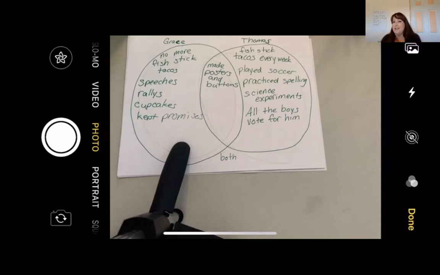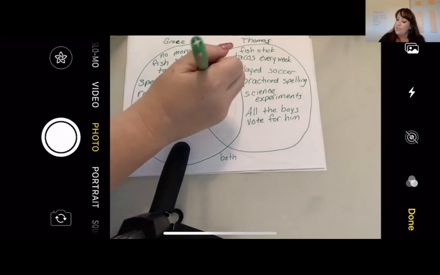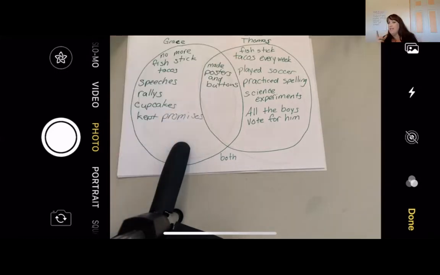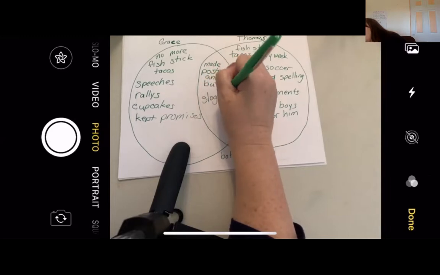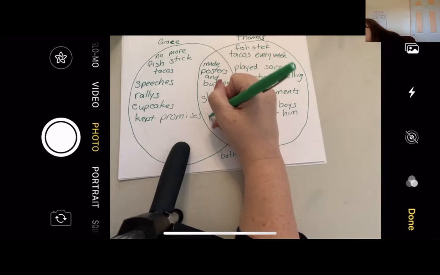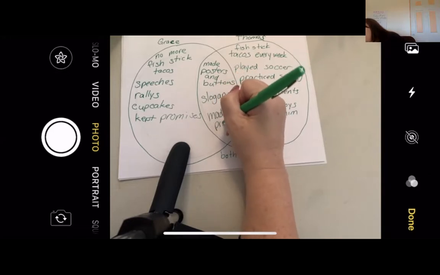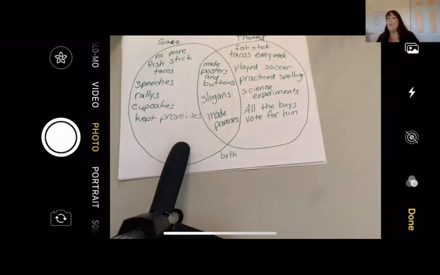What can you add to this? Let's think of one more thing together that was the same. Okay, they both made slogans, you're right, and they both made promises. What can you add? Take a minute, think of something. I want you to add it to your Venn diagram. Don't forget, you can always pause it. Excellent, excellent, excellent.